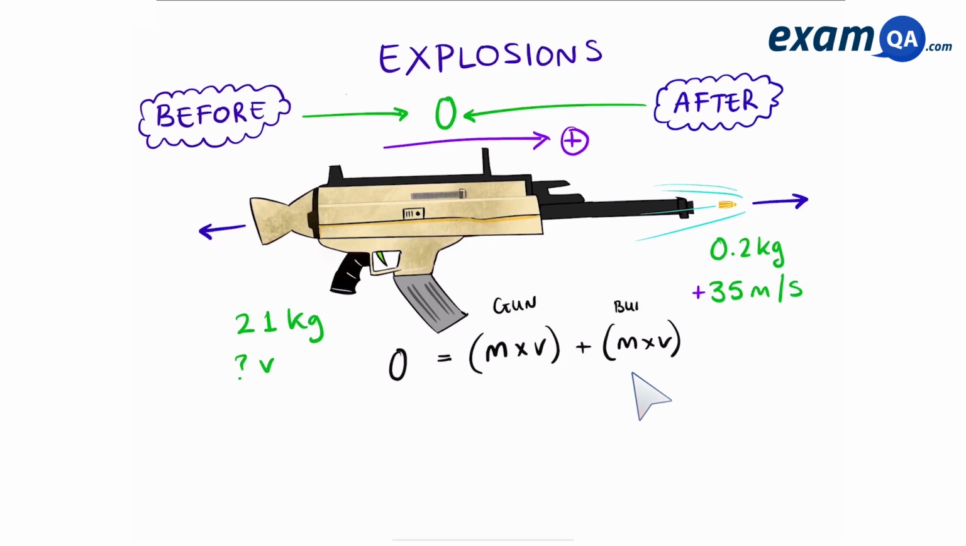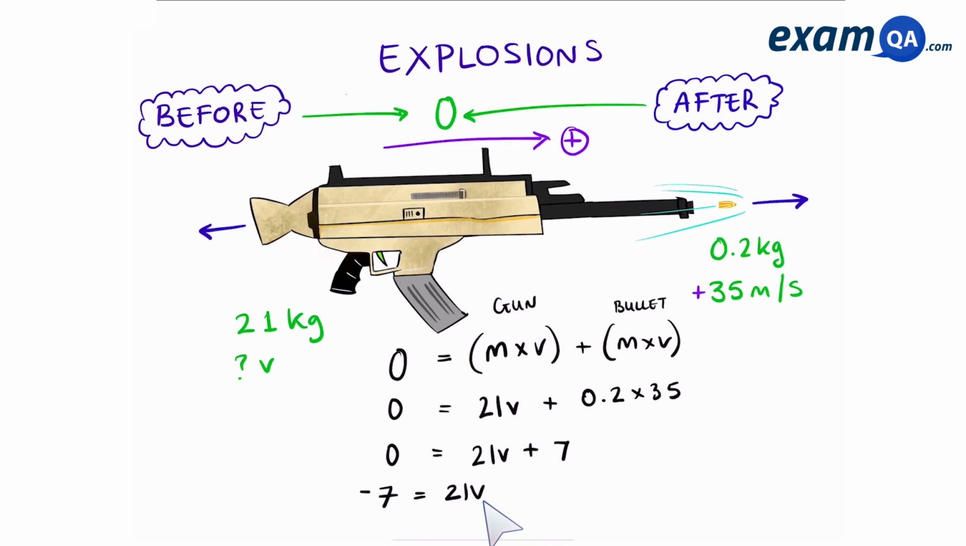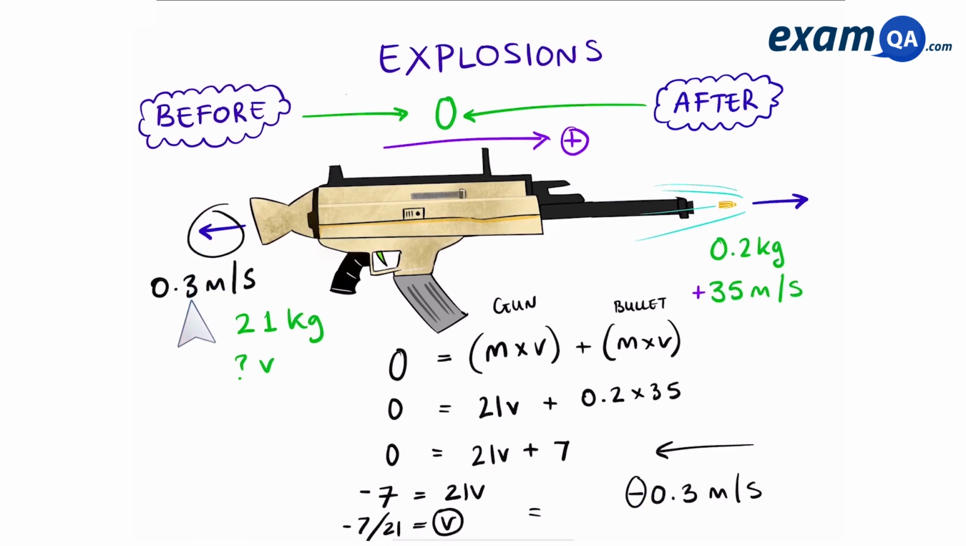So now let's fill in this equation using the information that we've been given. The mass of the gun is 21 kilograms, the velocity we're not sure about, plus the mass of the bullet is 0.2 kilograms and the velocity is 35. Now we need to work towards making velocity the subject. That gives us that velocity is equal to minus 7 over 21, which is 0.3 to one significant figure. Since there's a minus in front of it, that's telling us that the gun's velocity is in the negative direction. So it's going to be moving to the left, which is exactly what we predicted.